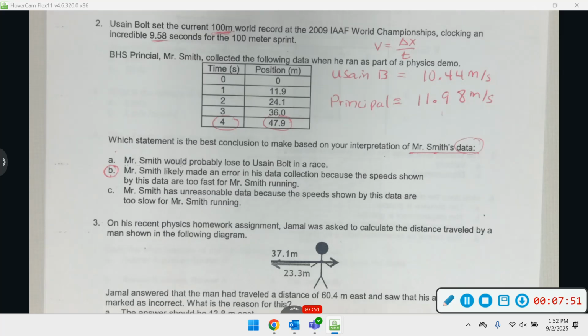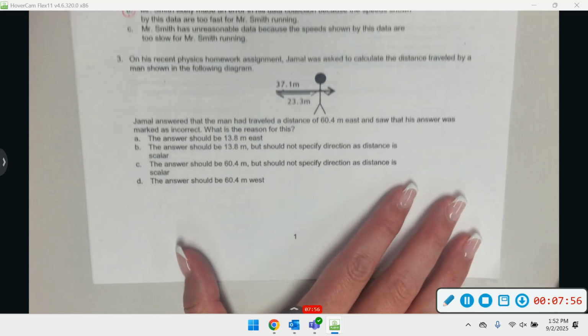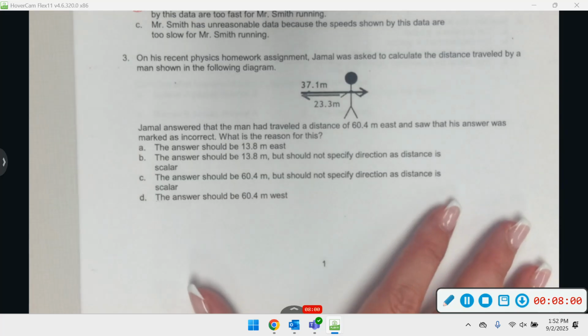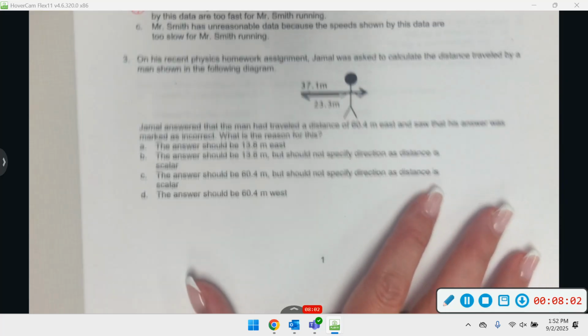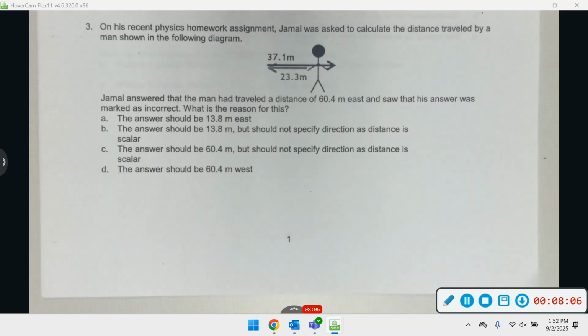Number 3, we did a little better on. 80% of us got number 3 right, which is good because this is exactly taken from My Open Math. So you have seen this picture and this question with different numbers probably, but you've seen this before. Okay, it says, on his recent physics homework, Jamal was asked to calculate the distance traveled by a man shown in the following diagram. Jamal answered that the man had traveled a distance of 60.4 meters east and saw that his answer was marked incorrect. What is the reason for this?